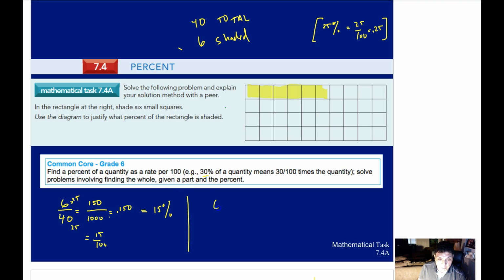Another way, which we learned in the previous section, is ratios and proportions. You say 6 out of 40 is what number out of 100? And so then that's another way we could go about solving that and say, okay, cross multiply. This is 40x, x equals 15, and then you get your 15%.